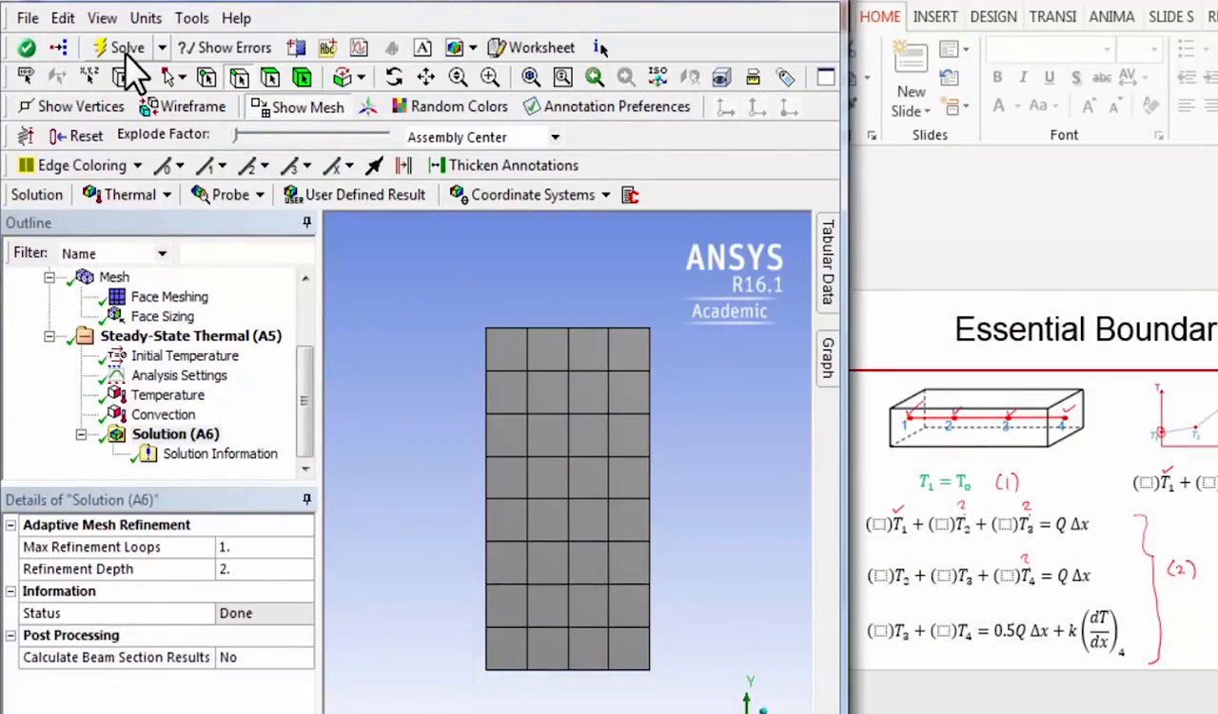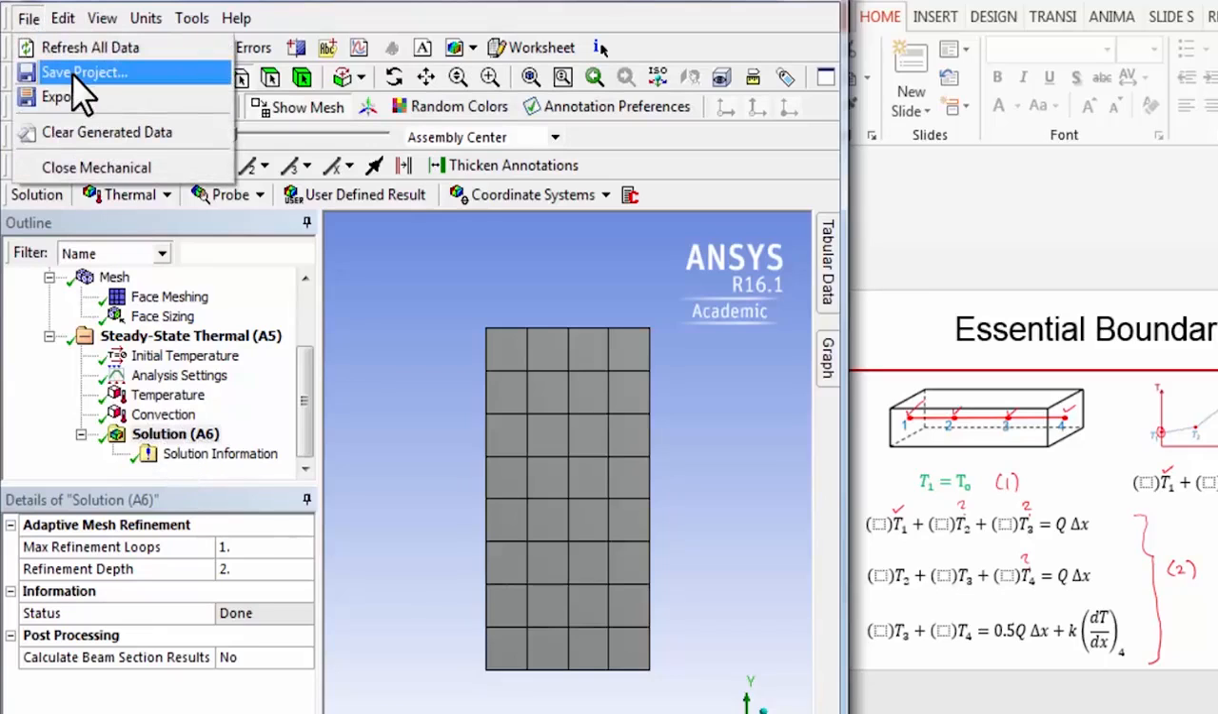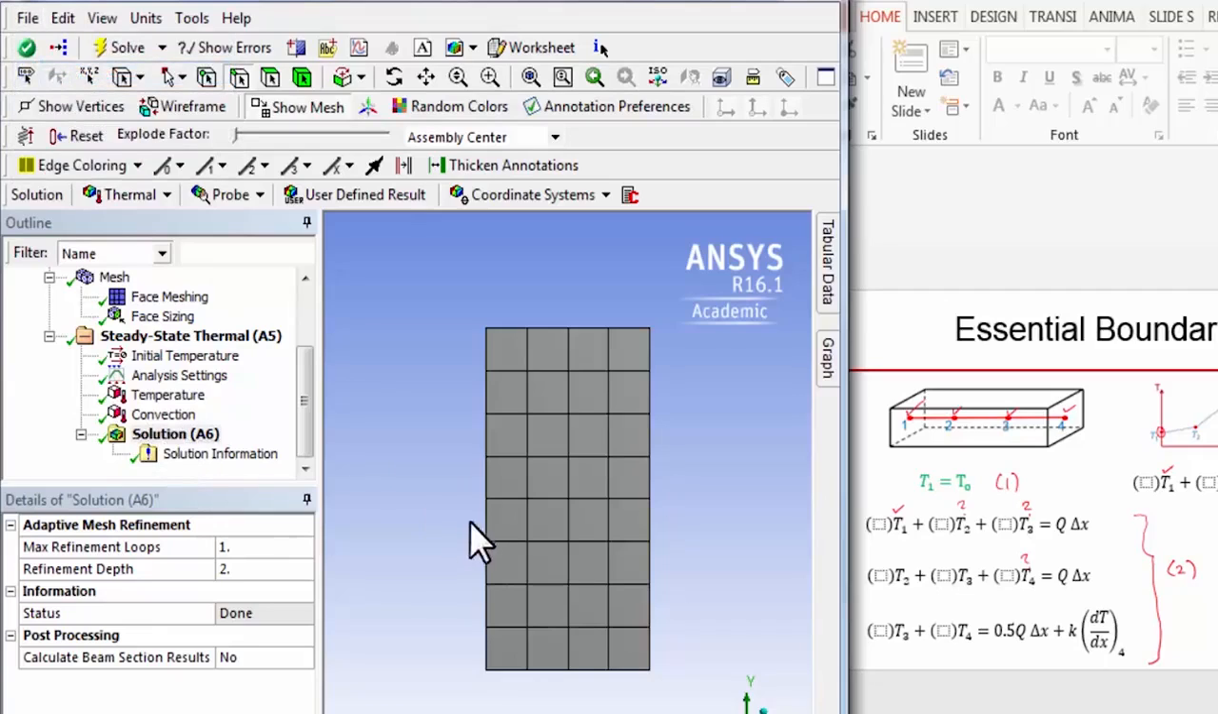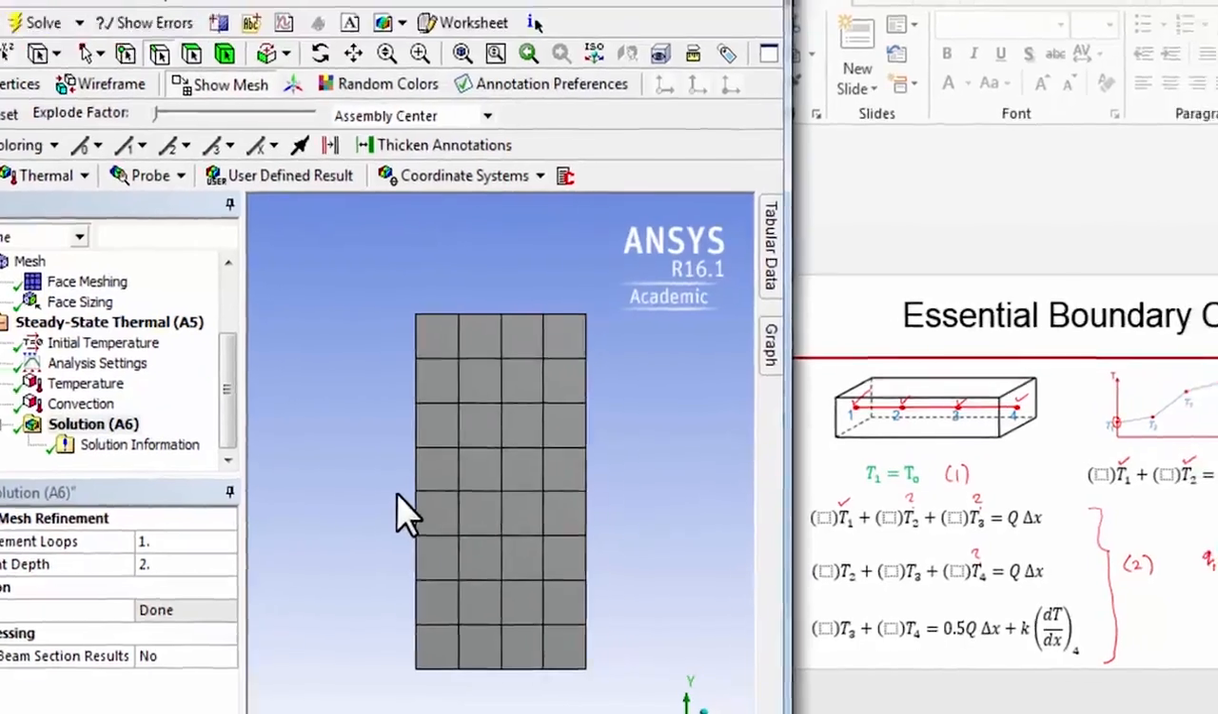And it says solving the mathematical model, and it's done the numerical solution. And let me save the project. It's hiding quite a bit from us, so let's think through what happened under the hood.